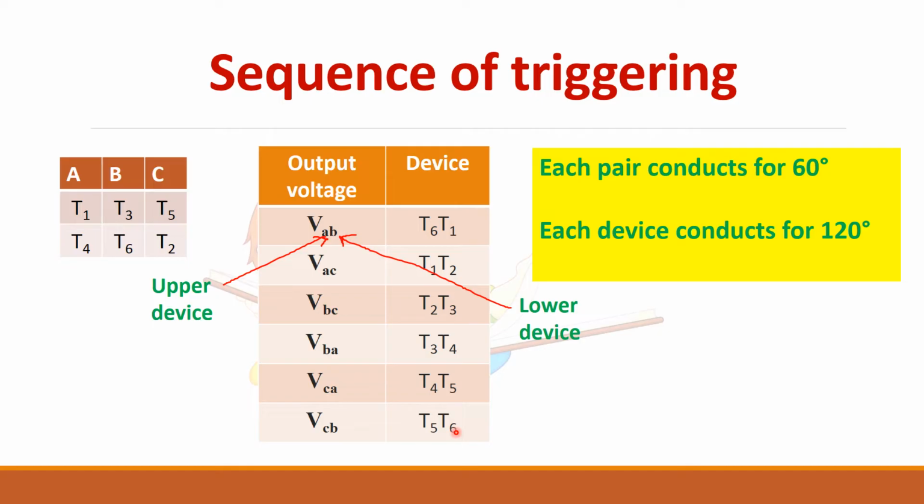Take T5, T6. T5 is in C phase, so VC. T6 is in B phase, B. If you take any other combination, you can verify. T4 is in A phase and T5 is in C phase. So you should write CA because C represents the upper device and A represents the lower device. That is, the first variable should represent the upper device. So if you are thorough with this sequence, you can draw the waveform easily.